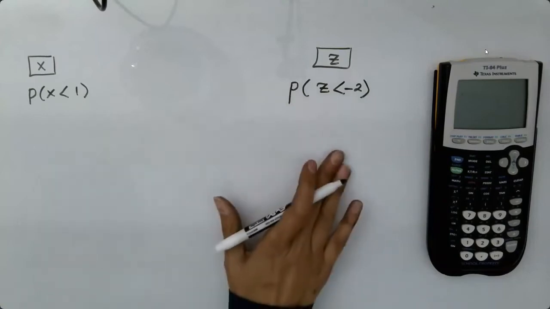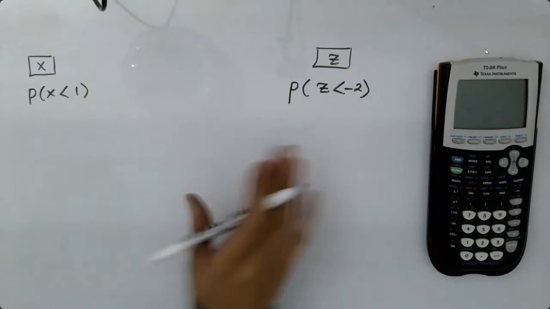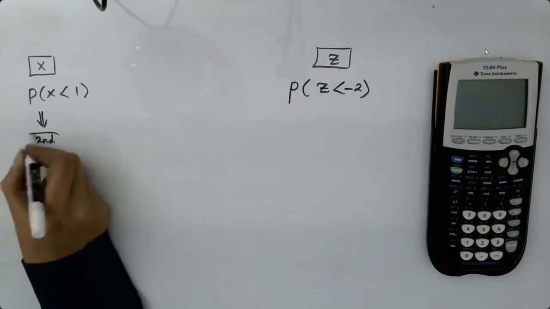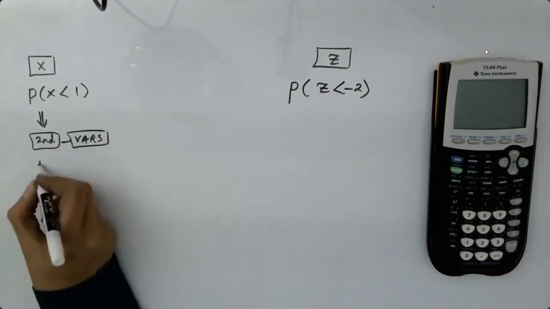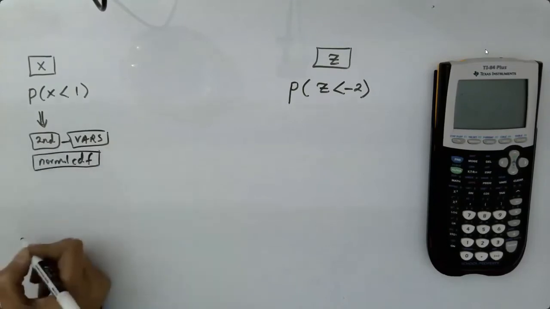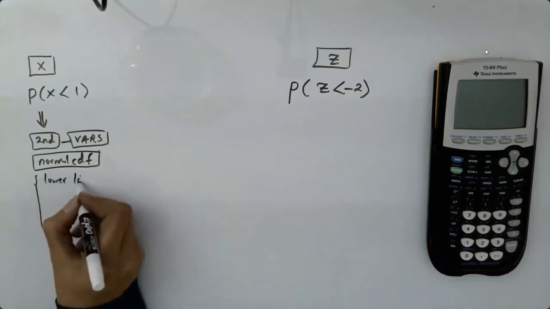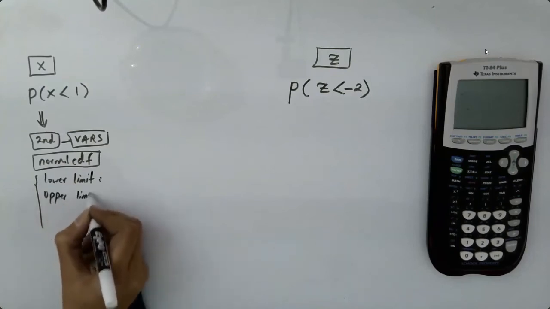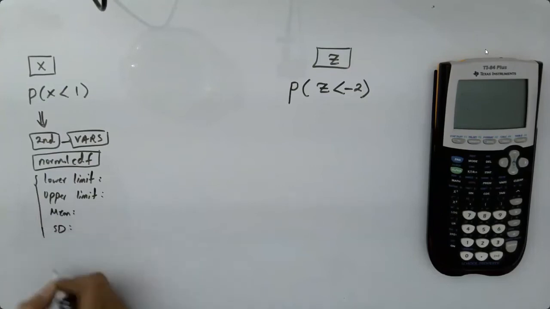The same calculation for X or for Z. In this case, we're going to go to second vars, find the normal CDF, the lower limit, as usual, the upper limit, as usual, mean, and the standard deviation.